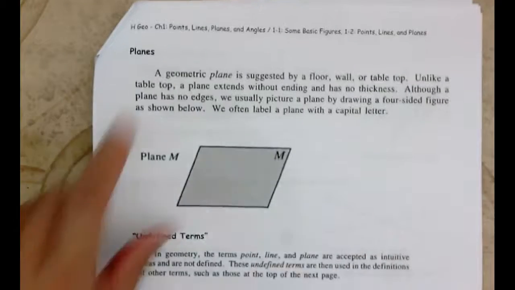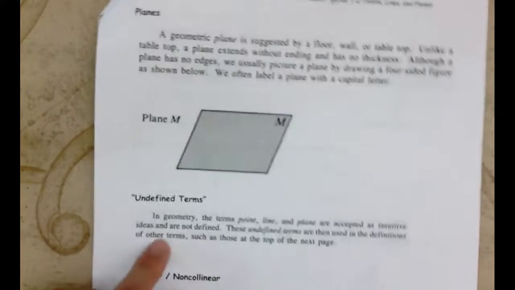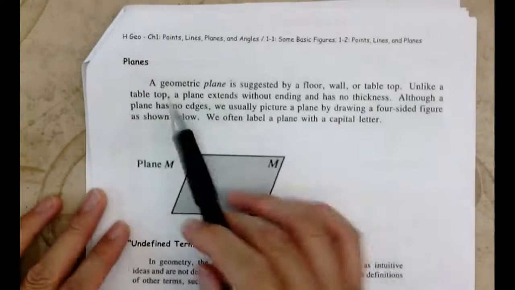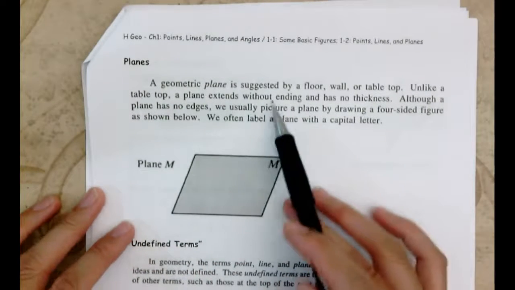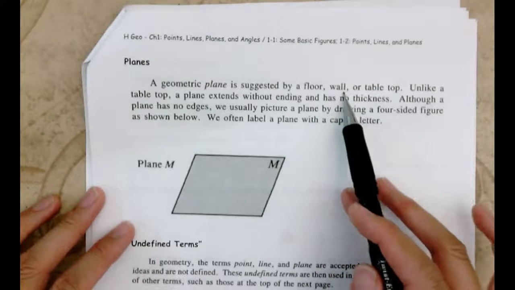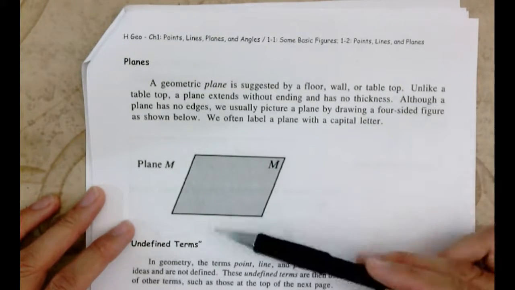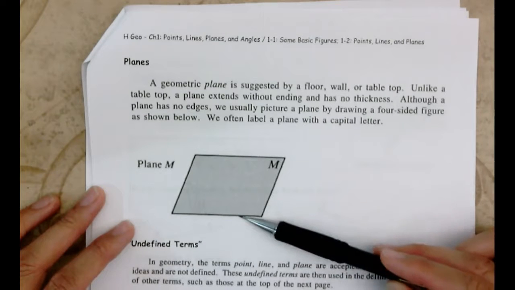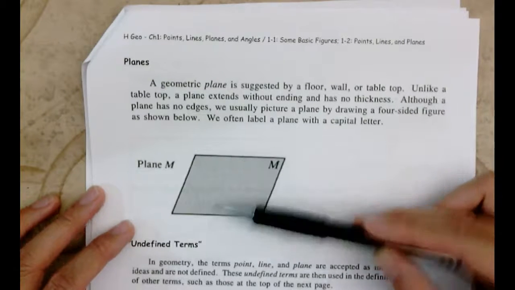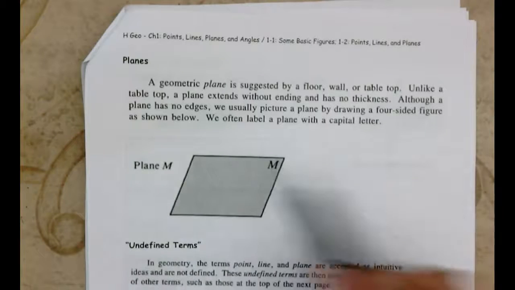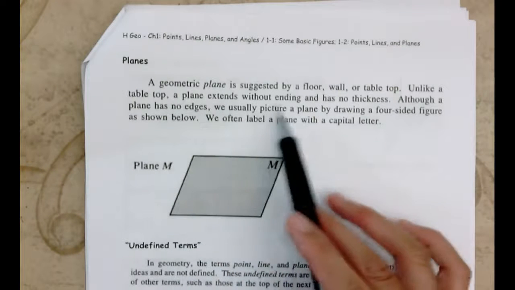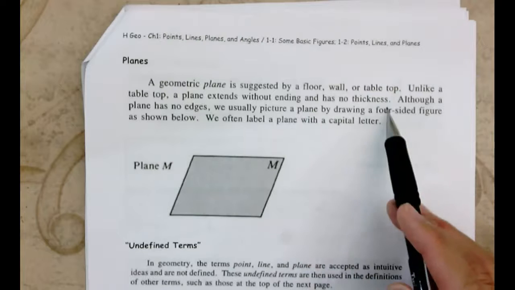All right. Now planes. So that's the third of the undefined terms. I'm gonna talk about that after. Okay. So a geometric plane is suggested by a floor, wall, or tabletop. So this is a collection of lines. So a line was a collection of points, and a plane is a collection of lines. Okay. Unlike a tabletop, a plane extends without ending and has no thickness.